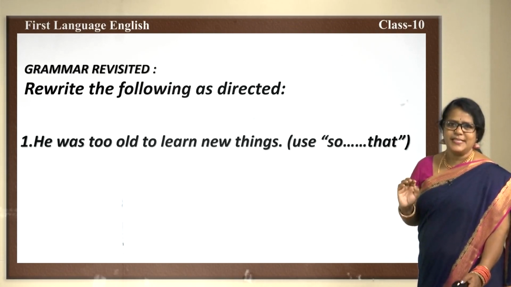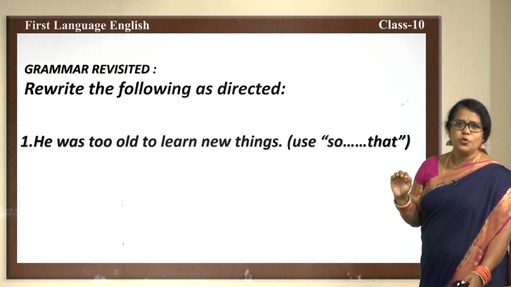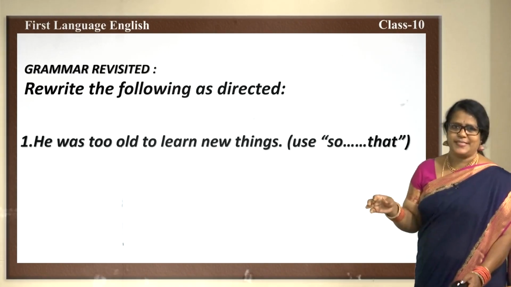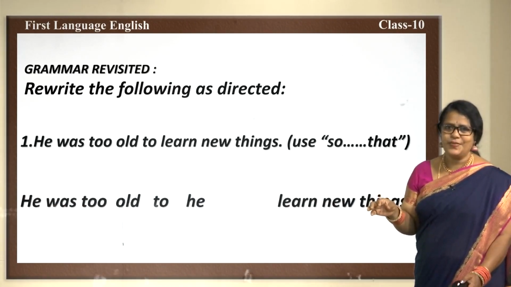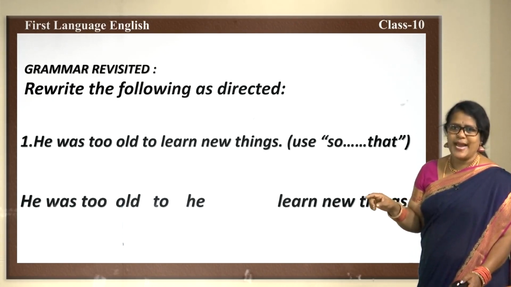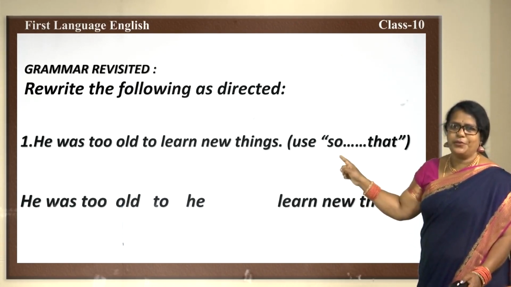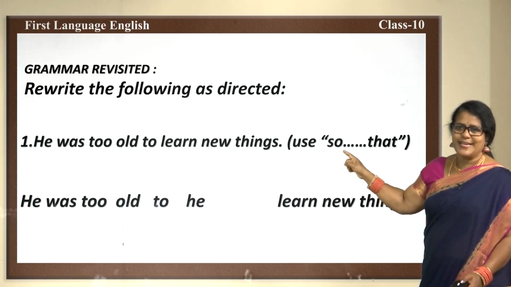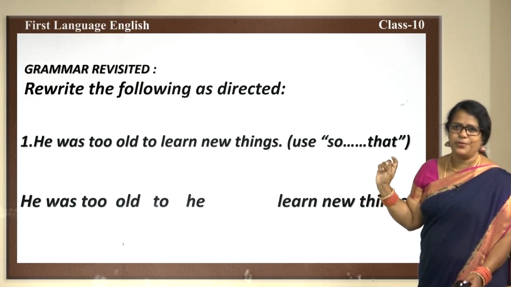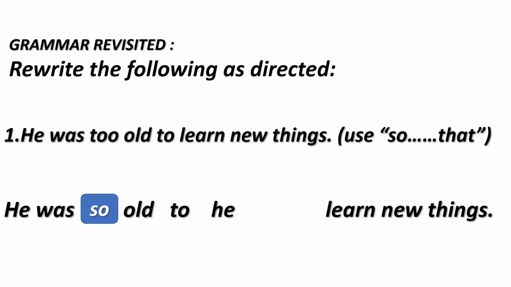We know that this is a sentence which means he is too old to learn new things. Fine. Let us go. He is too old to learn new things. Now we need to replace it using so dash that. Let's see how we could do. He was so old that he cannot learn new things. So here the meaning of the sentence is completely with the negative words.